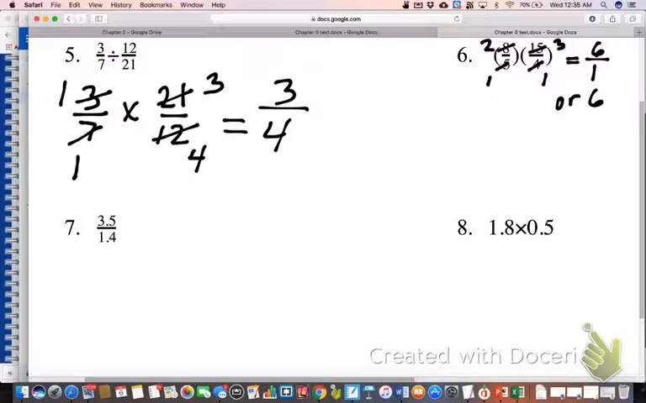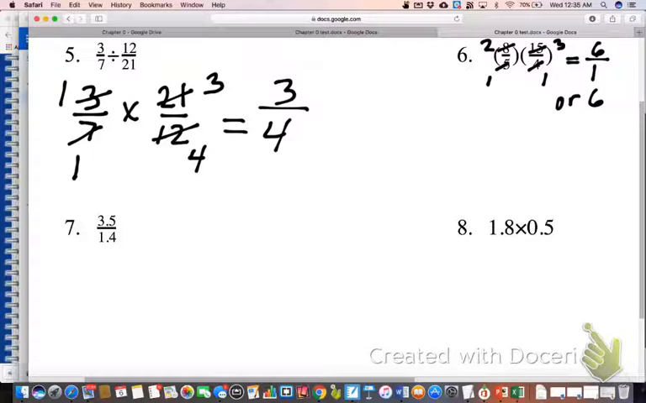Number 7, we've got 3.5. I'm going to do it 2 different ways. I'm going to do it the long division way first. So I'm going to do 3.5 divided by 1.4. And remember that you can't actually divide by a decimal number.